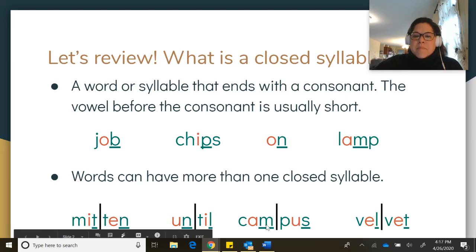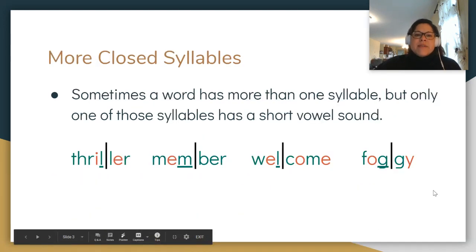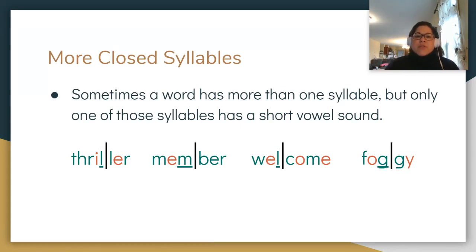Next word, M closes off this syllable to give it am. This S closes off this vowel to give us us, campus. And last one, L is a consonant that closes off our vowel to give us vel. And the T closes off our E to give us short E, et, velvet. Good job.